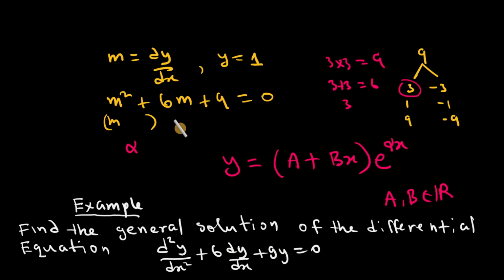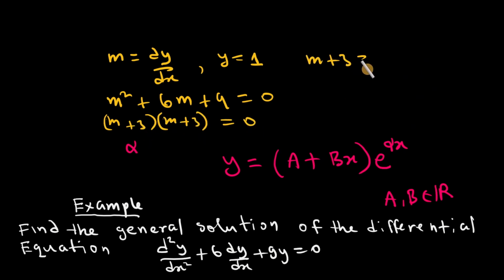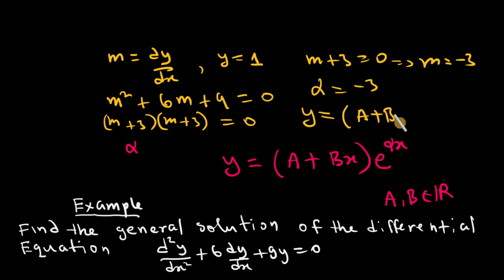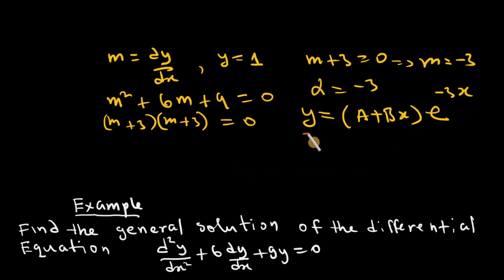That is (m plus 3)(m plus 3) equals 0. M plus 3 is equal to 0. That means m is equal to minus 3. Since the factors are the same, here we'll take alpha to be equal to minus 3. Substituting alpha equals minus 3 in this formula, I'll have y equals (a plus bx) e to the minus 3x. That means y equals (a plus bx) e to the minus 3x is the general solution of this differential equation.